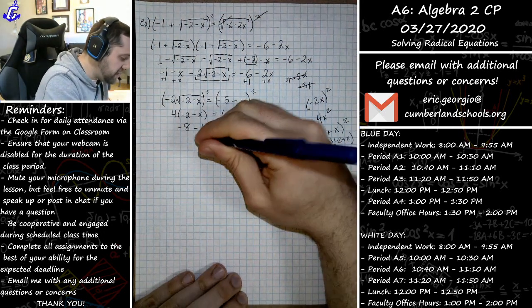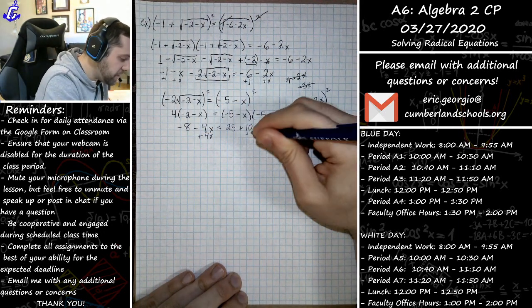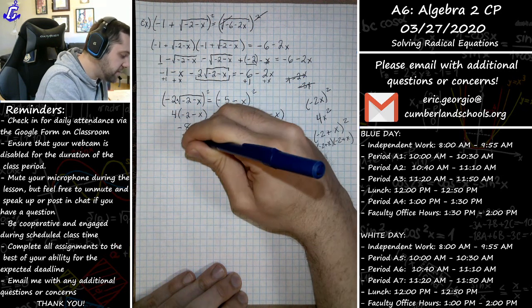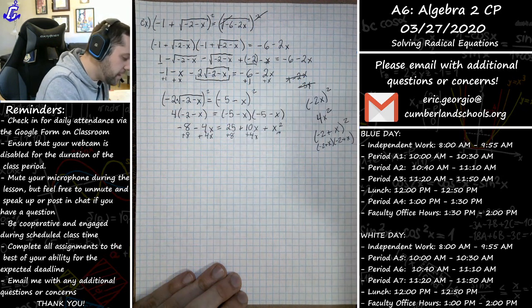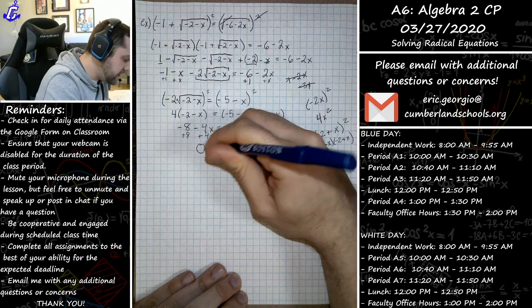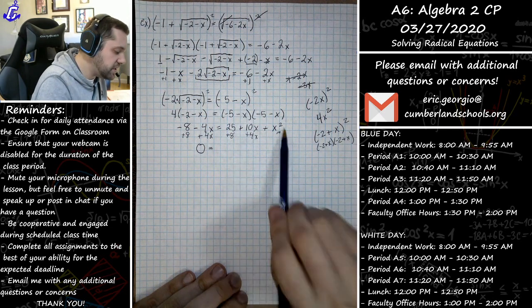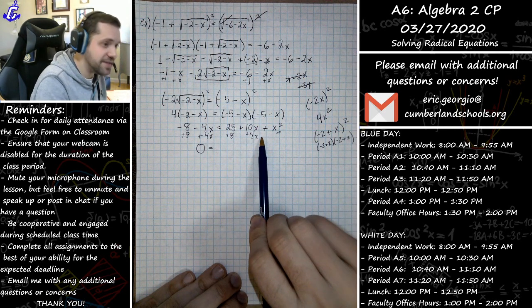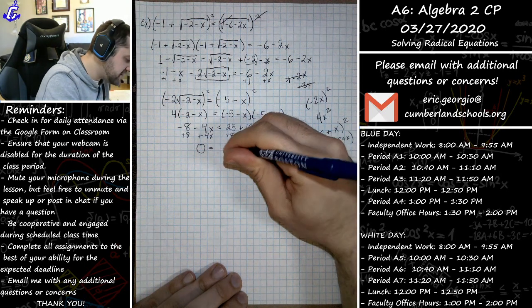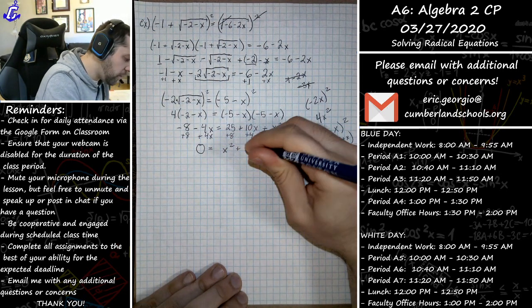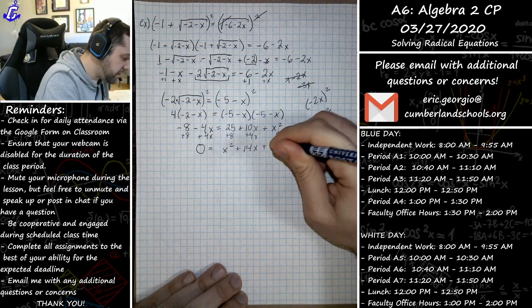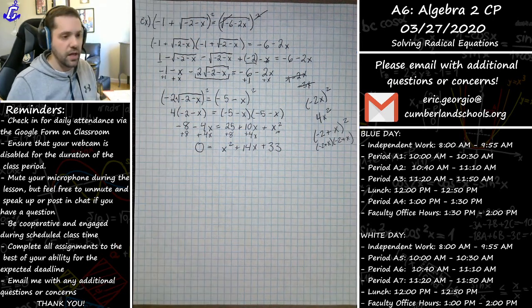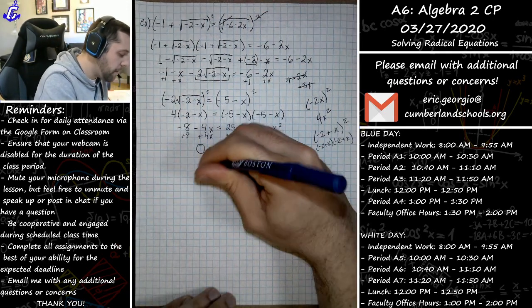But in order to factor, I, again, need to set equal to 0. So I'm going to do exactly that by adding 4x to both sides. And I'm going to add 8 to both sides. And I get that 0 is equal to, again, just rearranging these to be in a familiar quadratic standard form, x squared plus 14x plus 33. We can now factor that down.